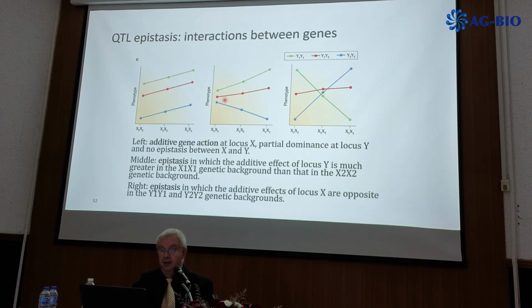In the middle, you clearly have a case of epistasis, in which this one has a negative effect compared to the red and the green line. So indeed, the additive effect of locus Y is much greater in the X1 genetic background than in the X2 genetic background. And on the right, you have a very complex situation of epistasis in which the additive effects of X are close to Y1 and Y2 genetic background. So you see here a situation which is very realistic, in which one QTL clearly genetically influences the effect of another QTL.